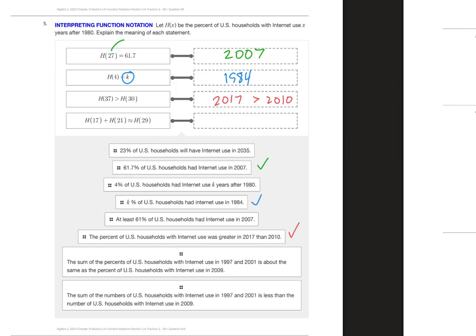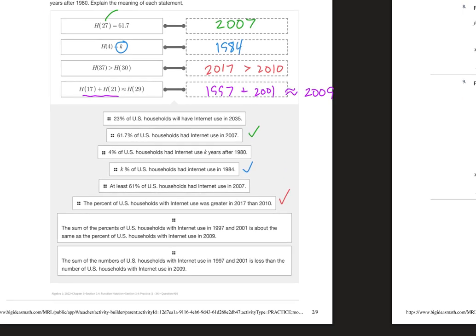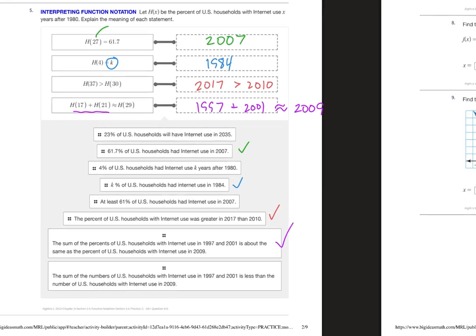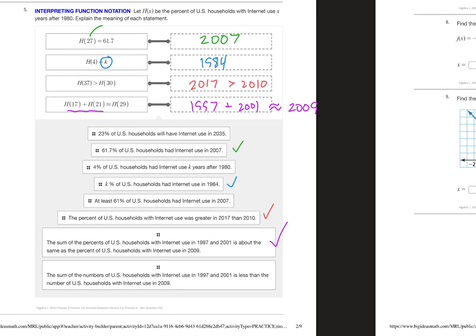So there's that one. And last but not least, if we add 17, which would be 1997, and if we add 2001, it is roughly the same as 2009. Yeah. So let's see. That's that one. And if you're like, well, how did I know what these little squigglies were? Well, think about this one. This one is less than. I mean, that's this symbol, a less than symbol. So it's not that one.